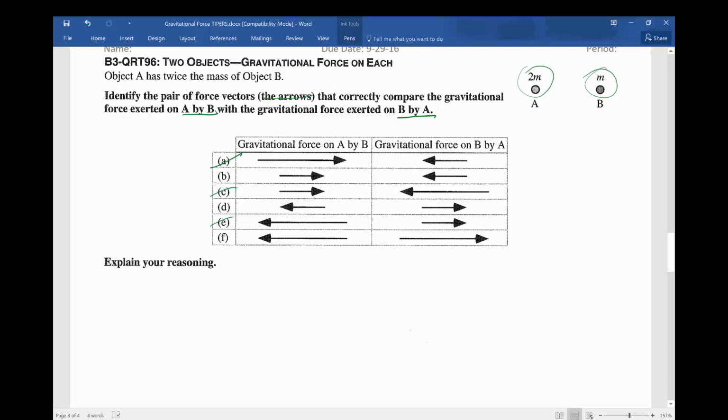Now, remember that the gravitational force is always attractive. On this table, in the column on the left side, we're looking at the gravitational force on A by B, and on the other side, we're looking at the gravitational force on B by A. If we look at this picture, the gravitational force provided by B is to the right. So for that reason, we can eliminate D and F, and B here would be the correct answer. It makes sense because they are attractive, and that is consistent with gravitation.